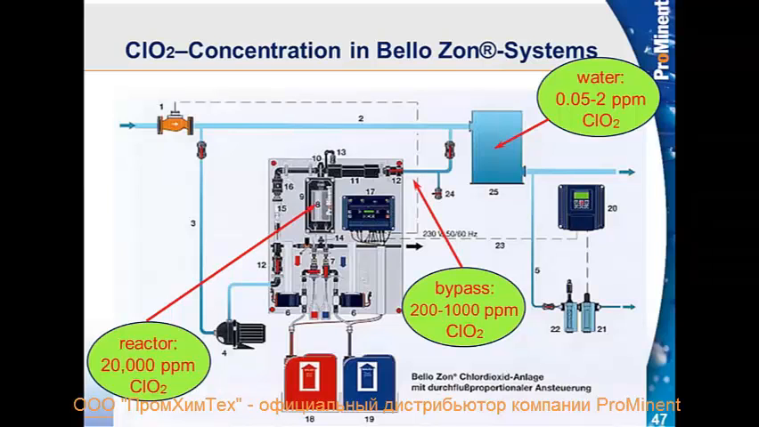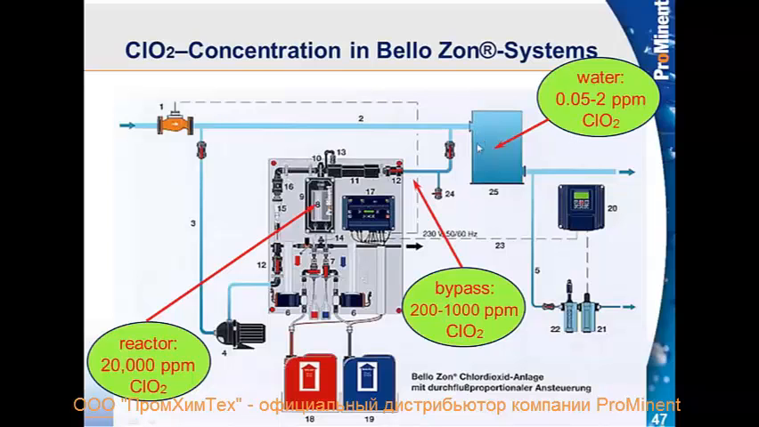This is actually the concentrations you're getting out of the unit. As I mentioned earlier, you get a 2% or 20,000 ppm solution out of the generator in the reactor. Once it's mixed with the bypass water, you can get anywhere from 200 to 1,000 ppm solution of chlorine dioxide. That's all regulated by the PLC.